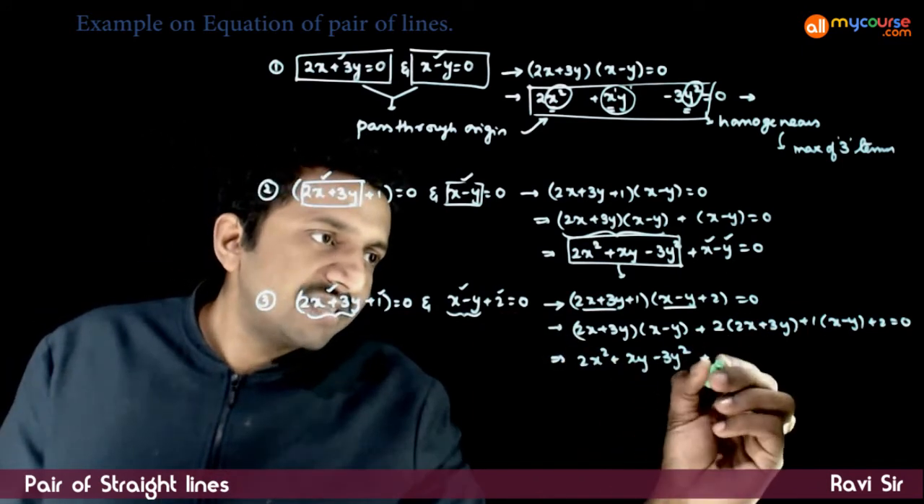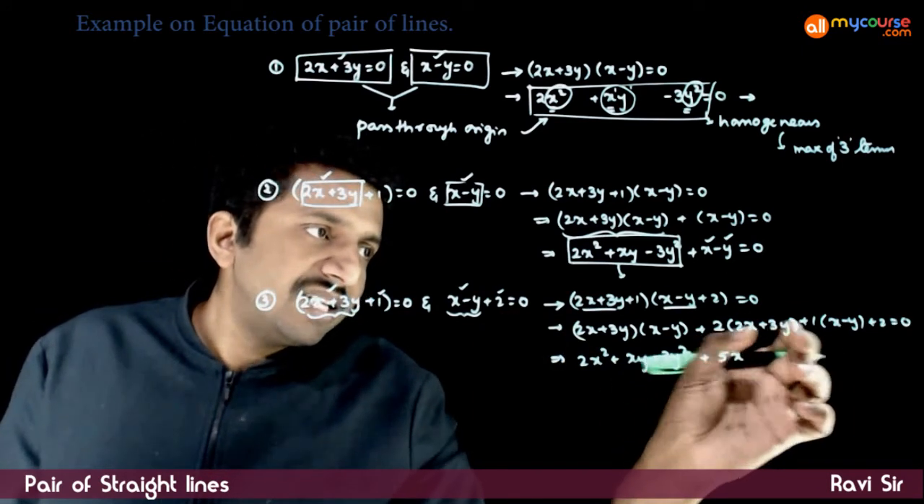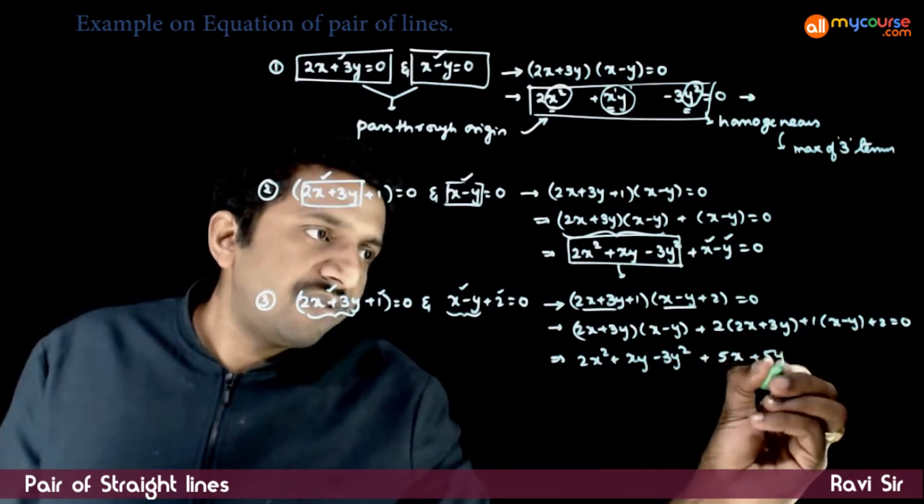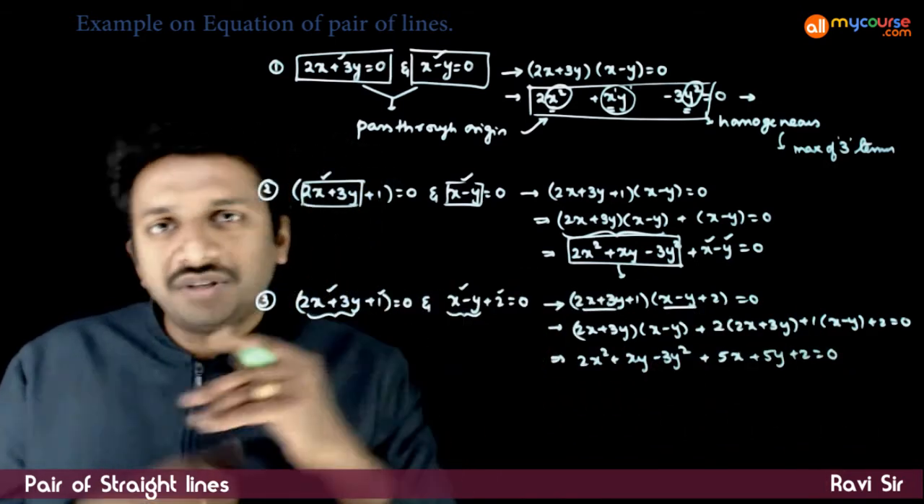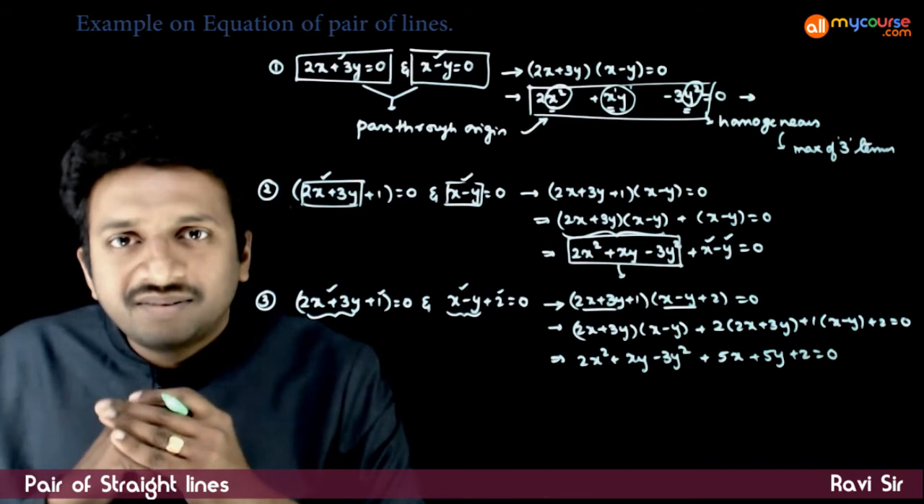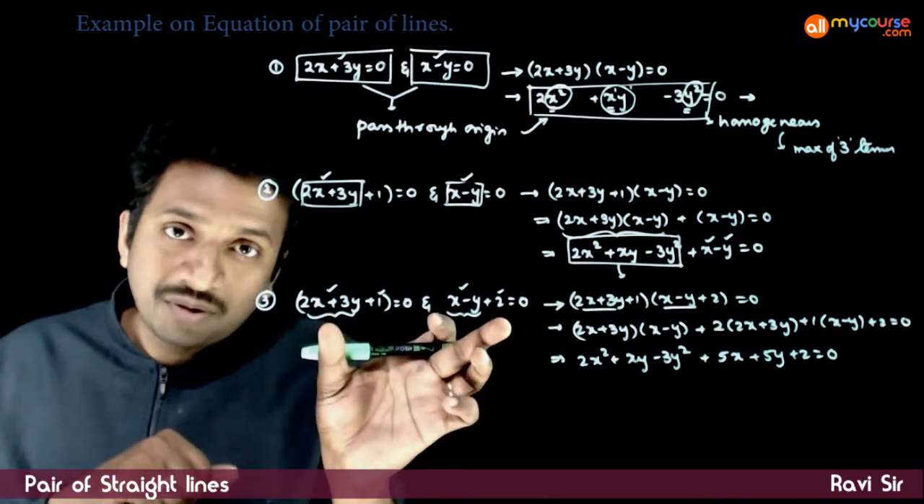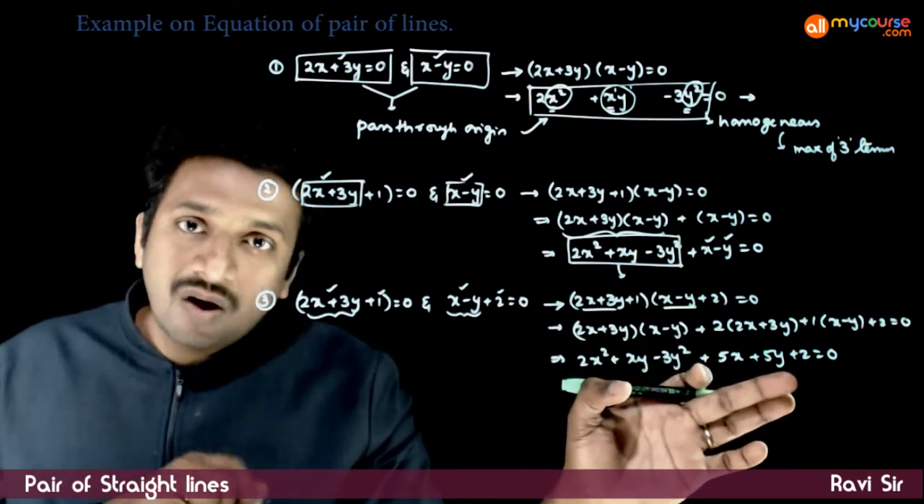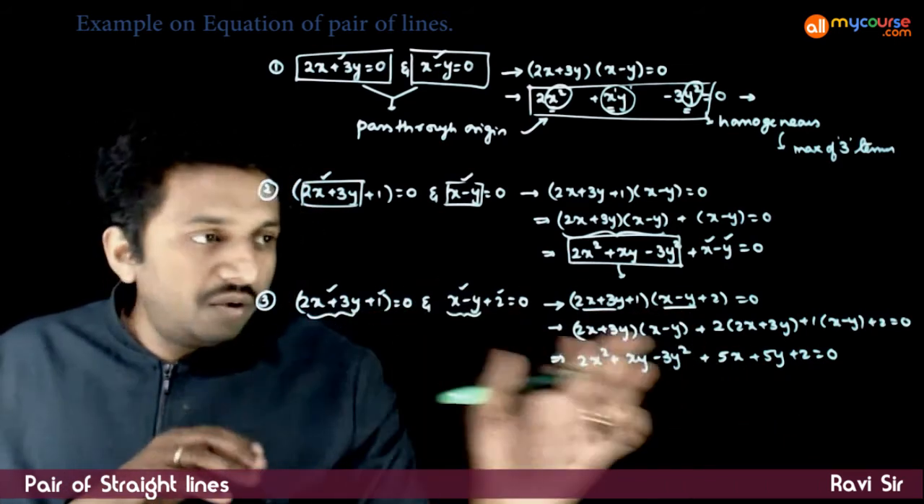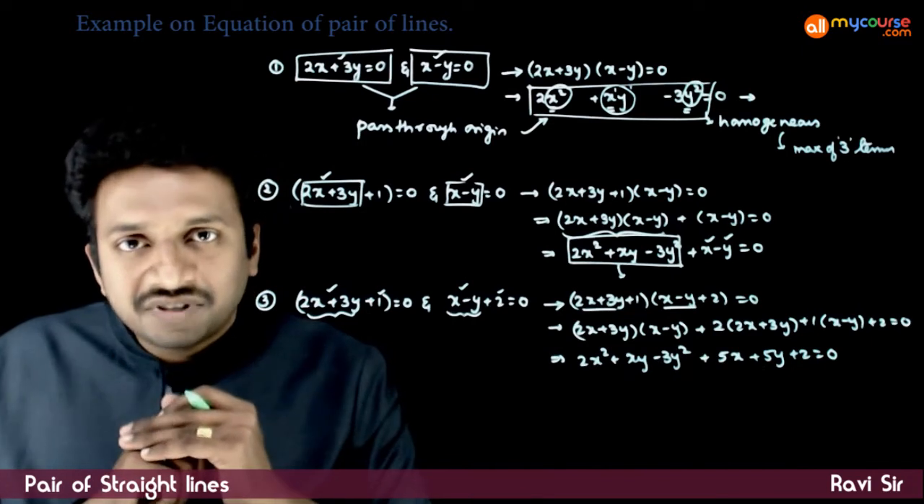Plus 4x plus x is 5x, 6y minus y is 5y, plus 2 is equal to 0. Now these two are generally equations which do not pass through the origin. So you can see that you got all the 6 terms.